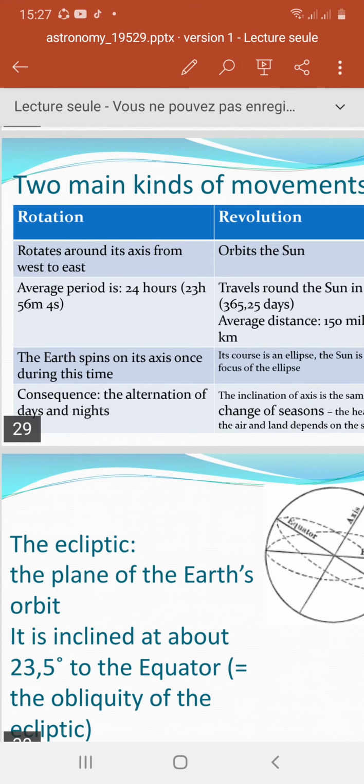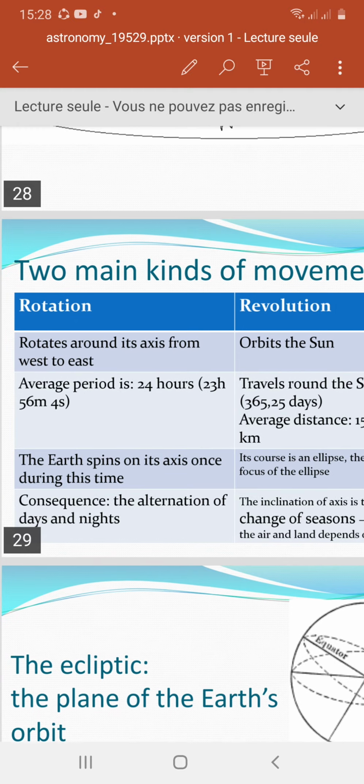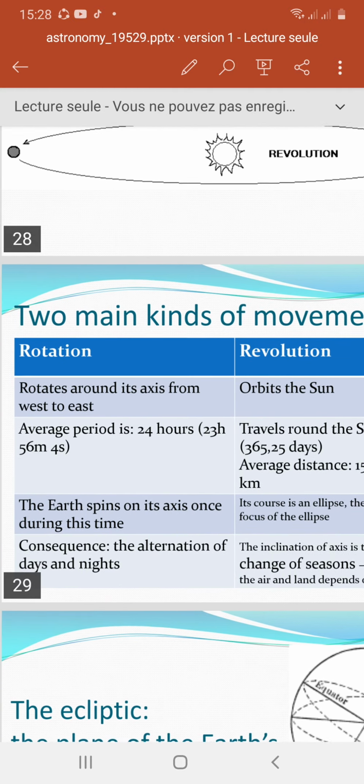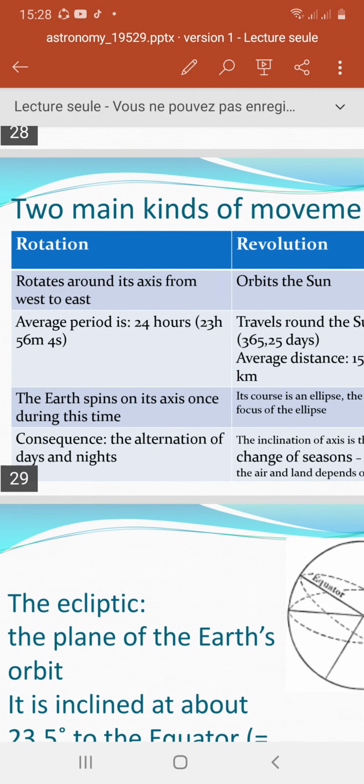Some important ideas. The two main kinds of movement in the solar system are rotation and revolution. They are quite similar, but there are slight differences between the two. Rotation, the verb to rotate, we use it. The Earth rotates around its axis from west to east. We are speaking about the Earth, of course.